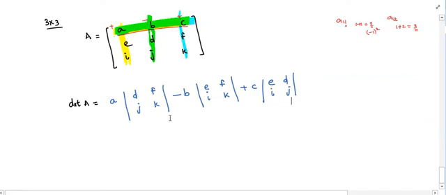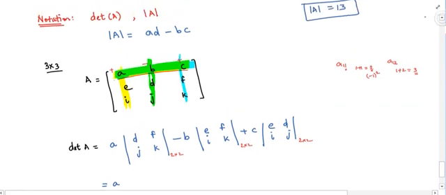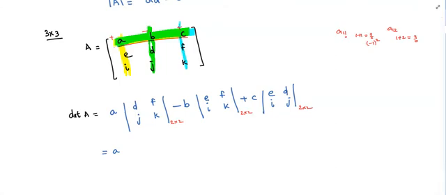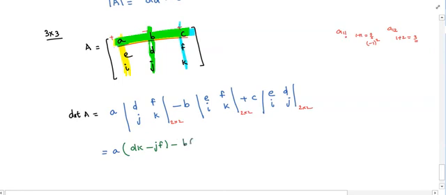So what will this give you? This will give you A times, now this is a determinant. It is a determinant of a 2 by 2 matrix, right? This is a 2 by 2 determinant. So it will be obtained as we obtained the determinant above. How did we do it? We cross multiply and subtract. So same thing here. This will be cross multiplication D with K minus J with F, minus B times determinant EK minus FI, and then C times EJ minus DI.